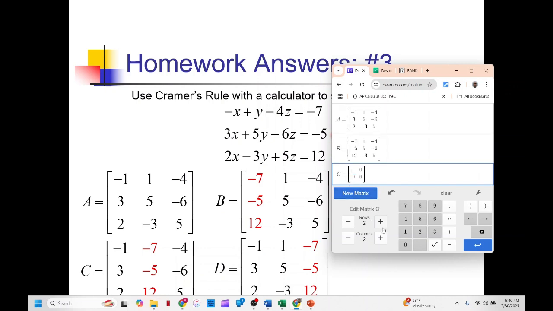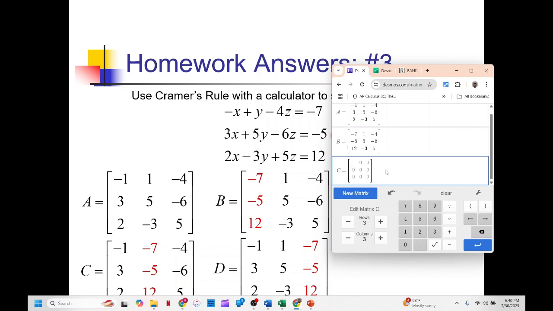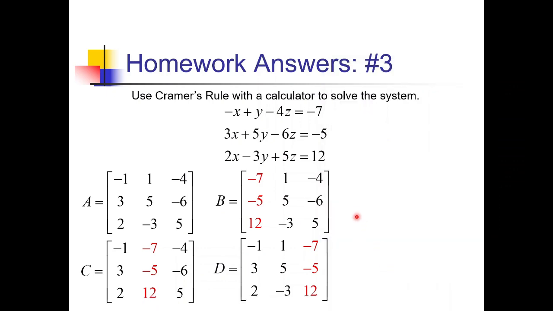New matrix. We'll make a C matrix now. And that's going to have everything down here. So -1, -7, -4, 3, -5, -6, 2, 12, and 5. And then finally a D matrix, also 3 by 3, which will have -1, 1, -7, 3, 5, -5, and 2, -3, 12.